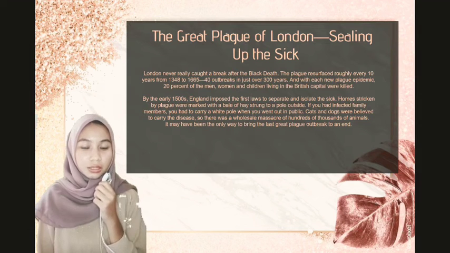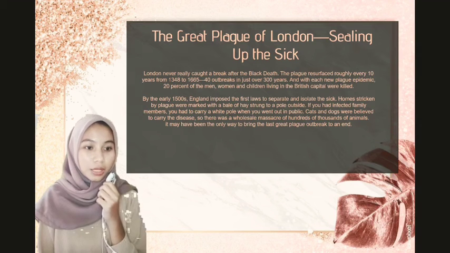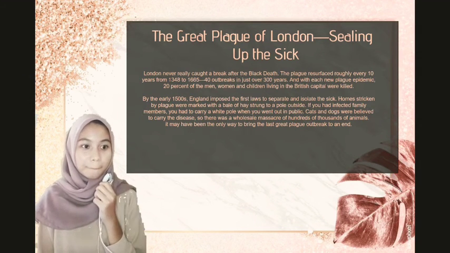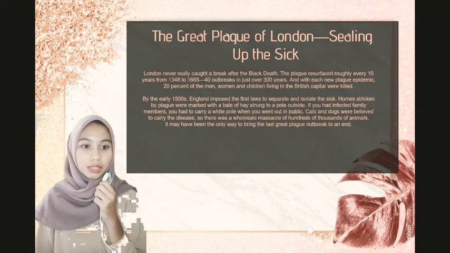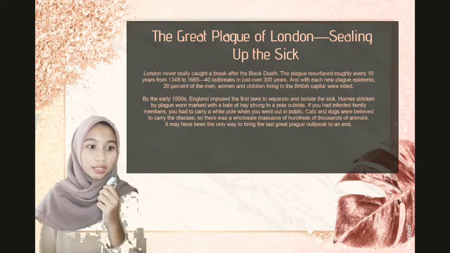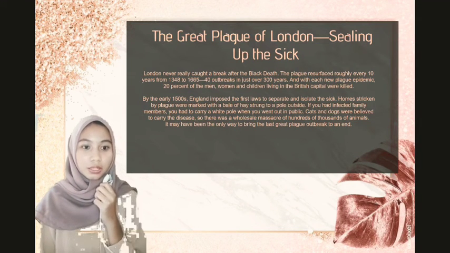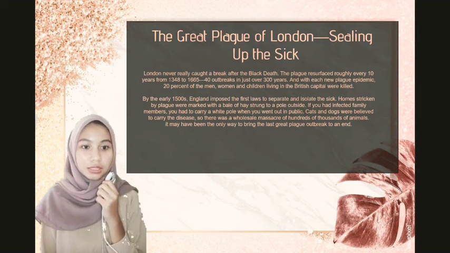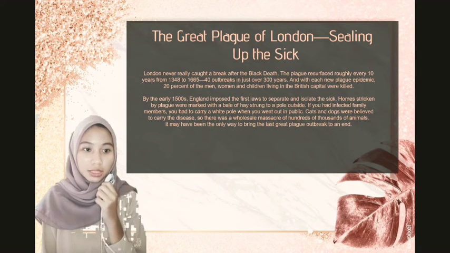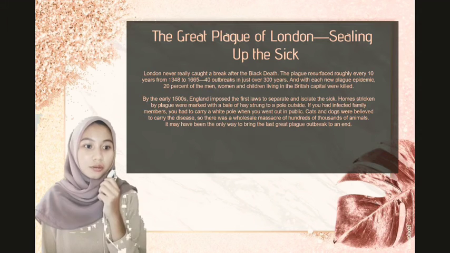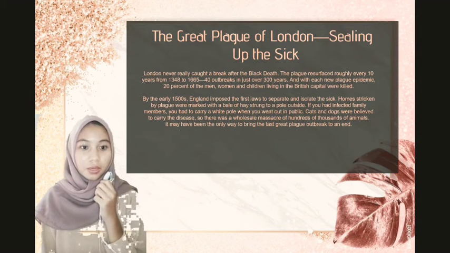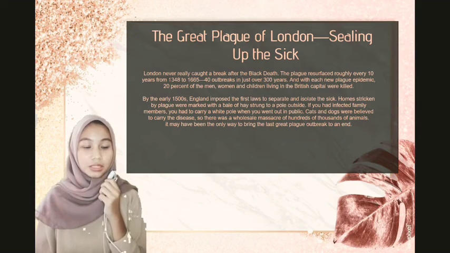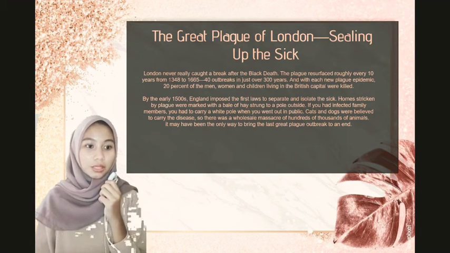By the early 1500s, England imposed the first laws to separate and isolate the sick. Homes stricken by plague were marked with a bale of hay strung to a pole outside. If you had infected family members, you had to carry a white pole when you went out in public. Cats and dogs were believed to carry the disease, so there was a wholesale massacre of hundreds of thousands of animals. It may have been the only way to bring the last great plague outbreak to an end.